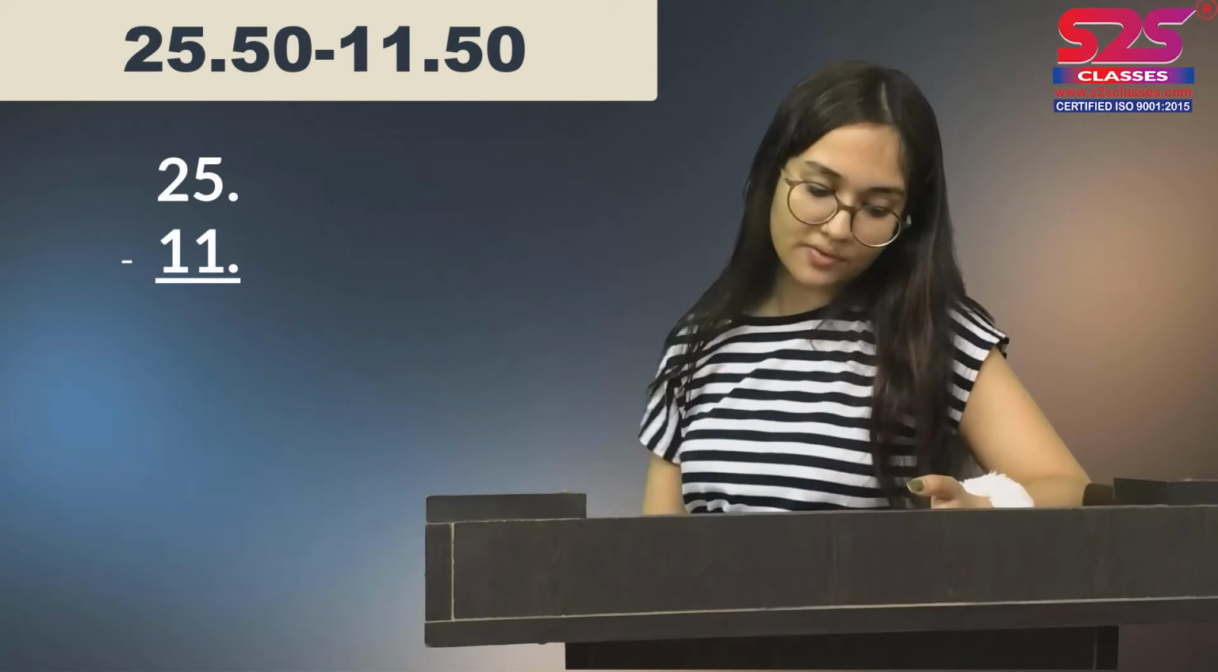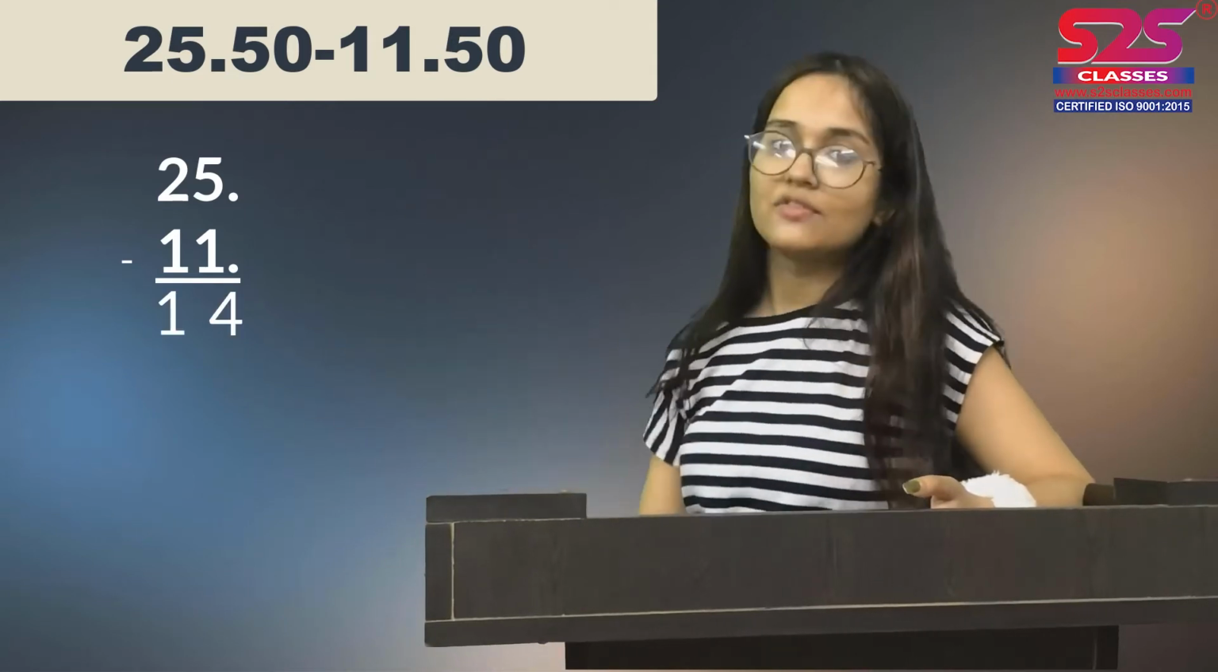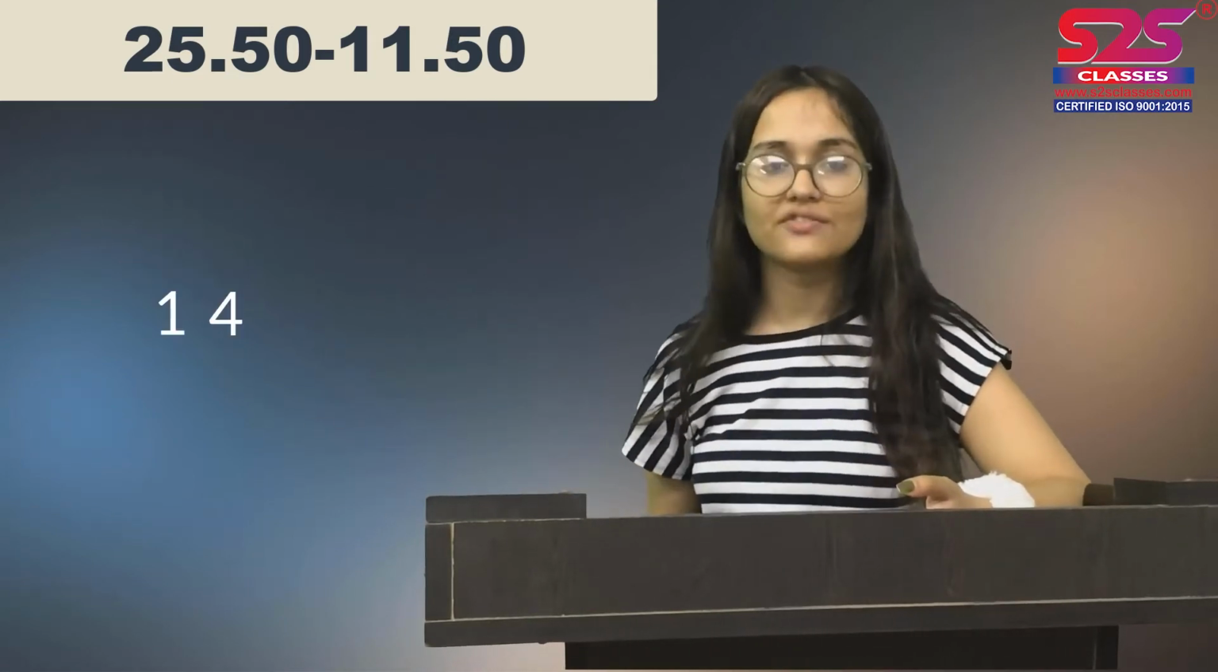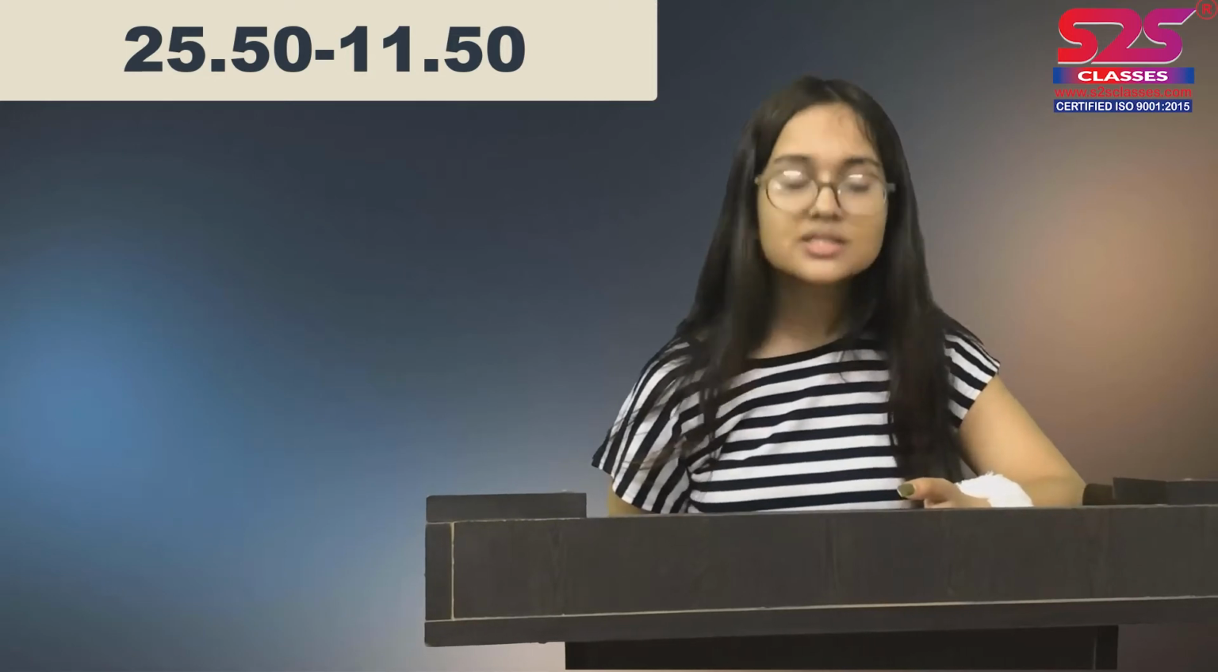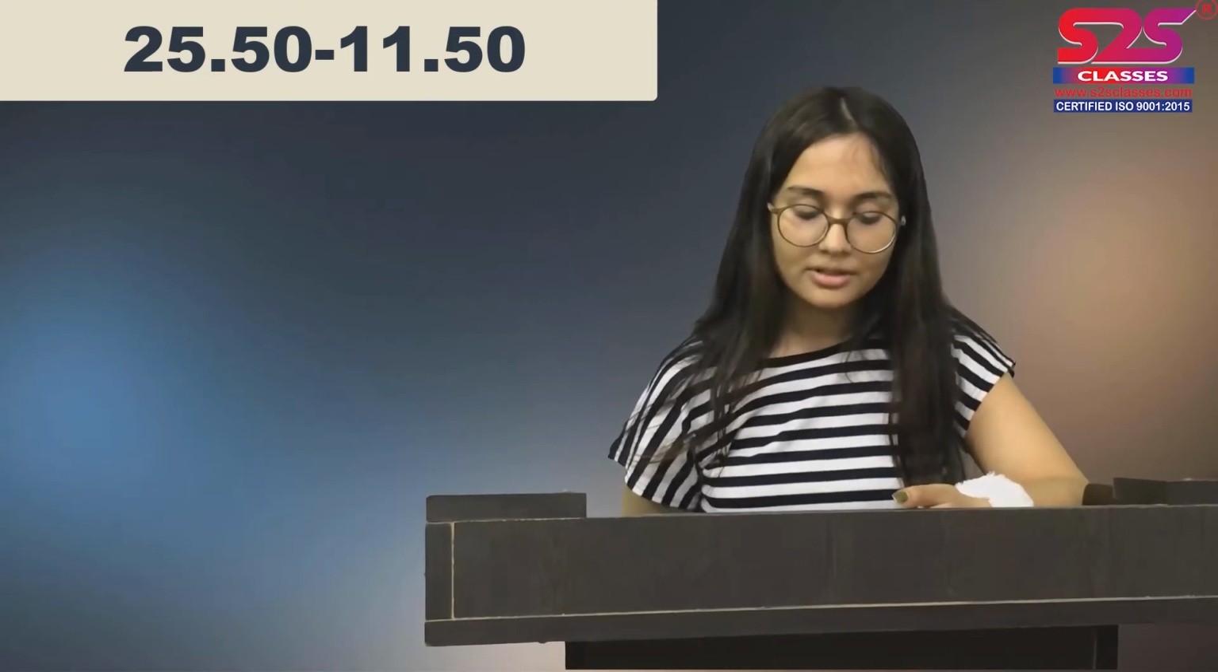Then we have the subtraction. So you need to subtract 11.5 from 25.5. So 0.5 goes away. We're left with 5 minus 1, which is 4, and 2 minus 1, which is 1 again. So that is 14. Now you need to do the other two questions on your own.